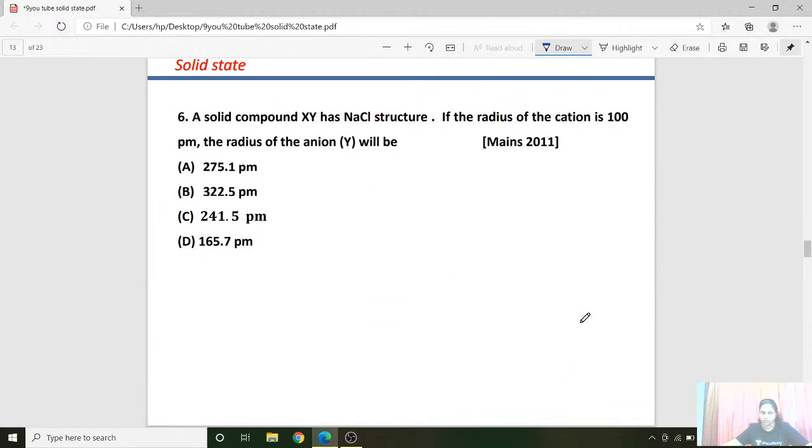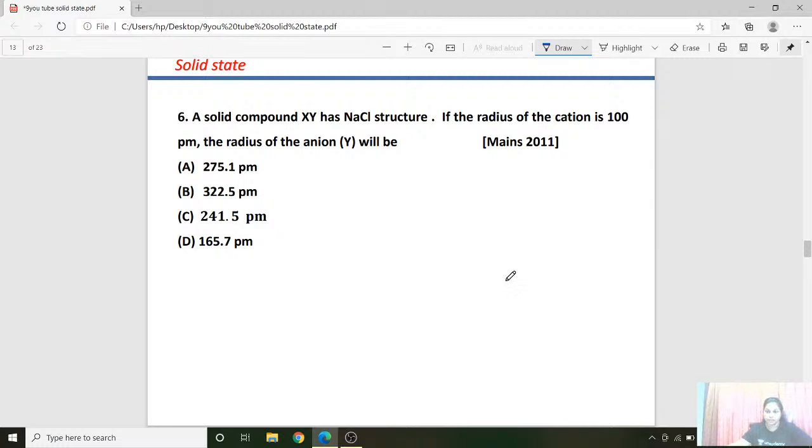So we'll go to the next question. A solid compound XY has NaCl structure. If the radius of the cation is 100 picometer, the radius of the anion Y will be. So students, in this problem, the radius of the cation is given and the radius of the anion is asked.